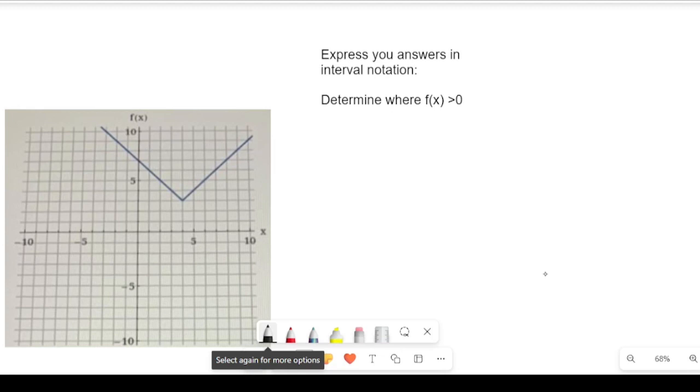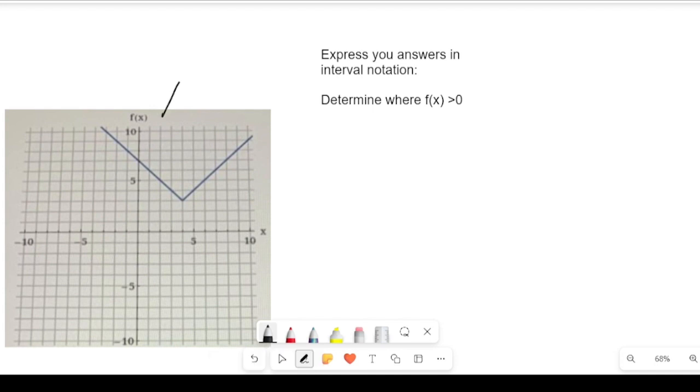Hi, in this video we are going to learn about interval notation. Interval notation helps us express values of x and y possible for a function. Here we have an example where it asks us for the possible x values.